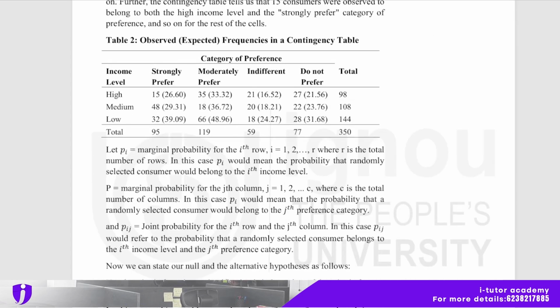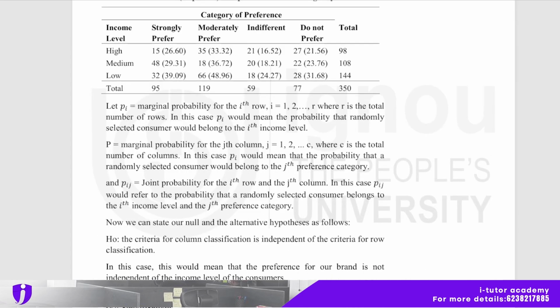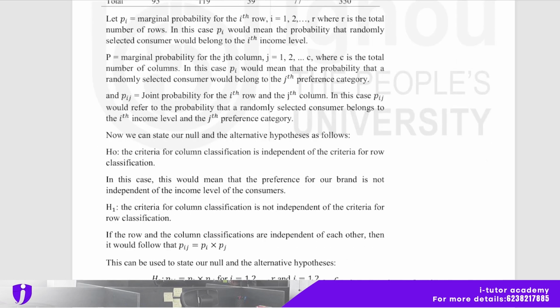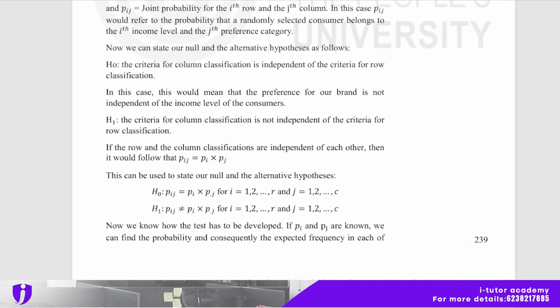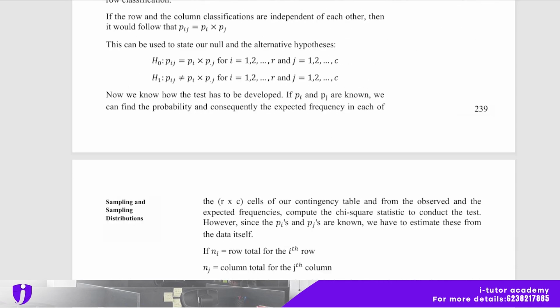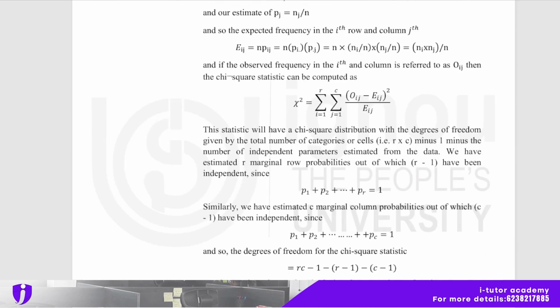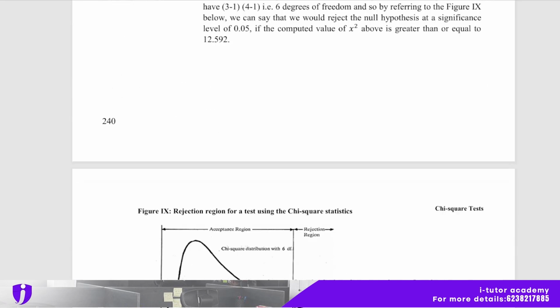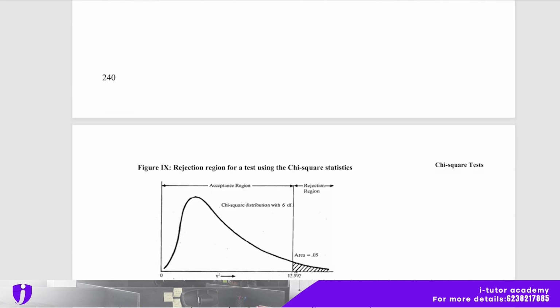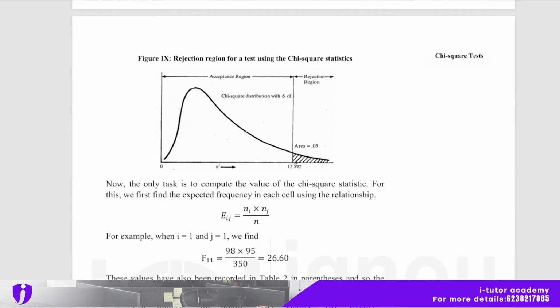Now we can state our null and alternative hypotheses as follows. From this table, they make the hypothesis, and from that they find the result. Here is the equation-based result, and here is one figure also: the rejection region for the test using the chi-square statistic. Now the only task is to compute the value of the chi-square statistic.